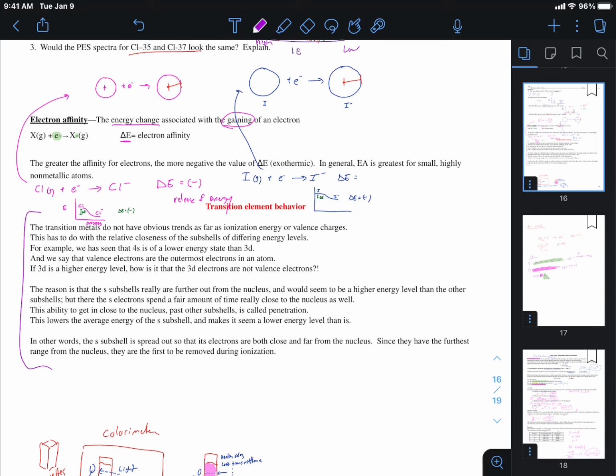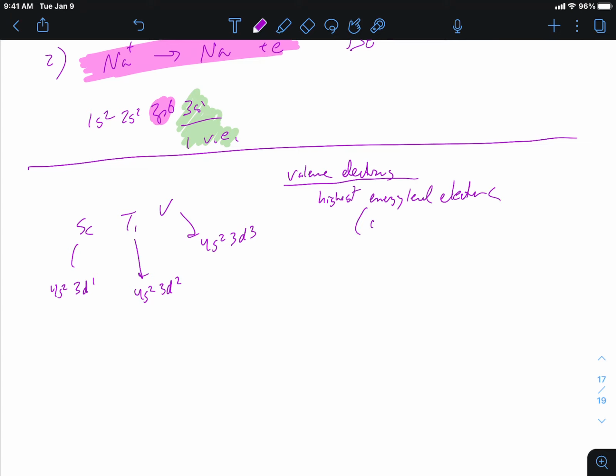The highest energy level electrons. And generally we call them the outermost electrons. And so if I said to you, all right, how many valence electrons does scandium have? What do you think? Yeah, just two. These two.